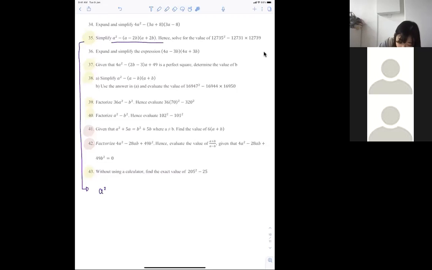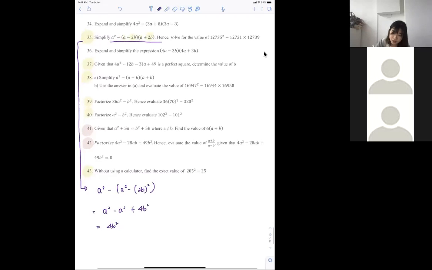This one you see a plus b, a minus b. I can form a square minus b square, correct? Can you see a, b, a, b? I form my a square minus b square. So you get a square minus a square plus 4b square. You're left with 4b square. When they say hence at the next part, it means that this one has to do with this one, right?